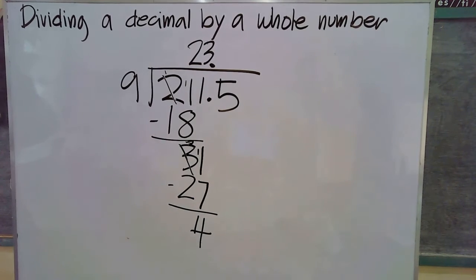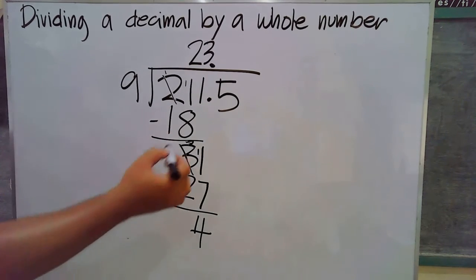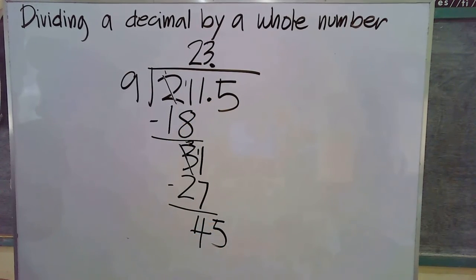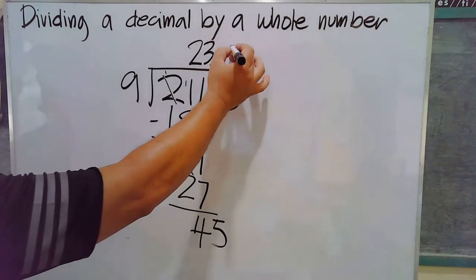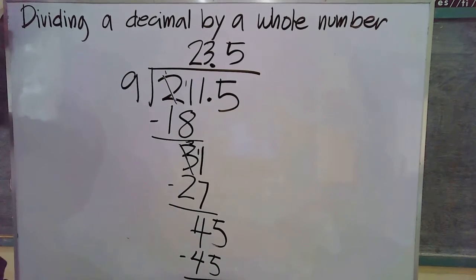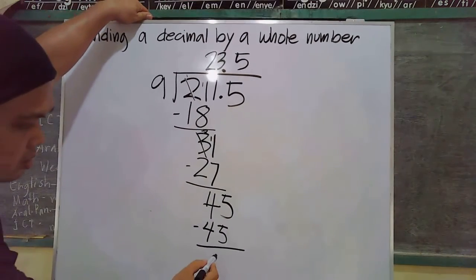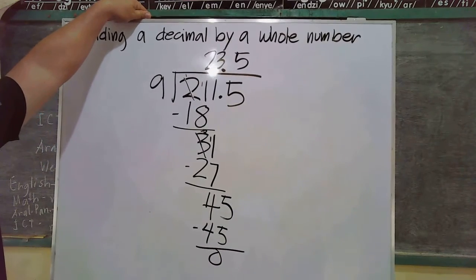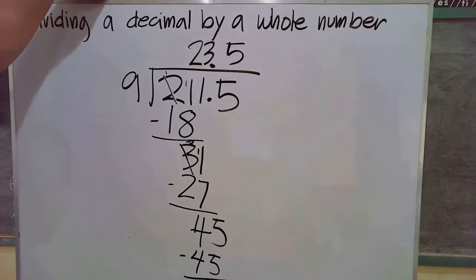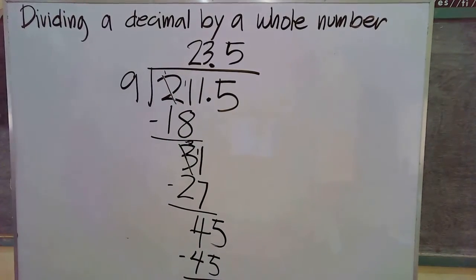So we have 4. Now 4, bring down 5. Okay, so we have 45. Now 45 divided by 9 is 5. Okay, now 5 times 9 is 45. Now 45 minus 45 is 0. Okay, so we have 0 here. So for our answer, that will be 23.5. Okay, so let's have some more examples.